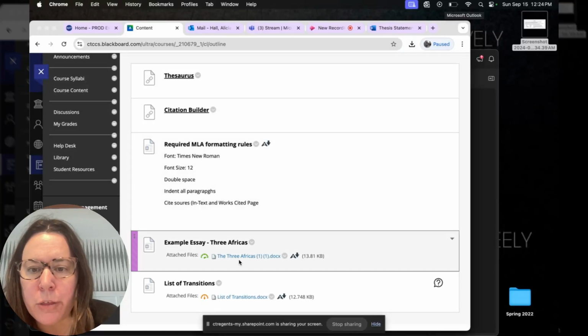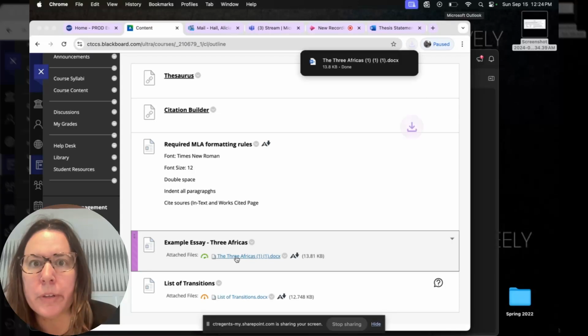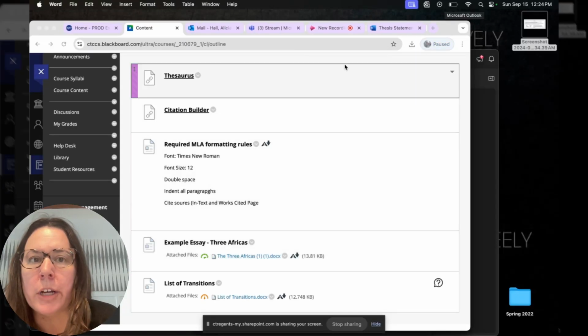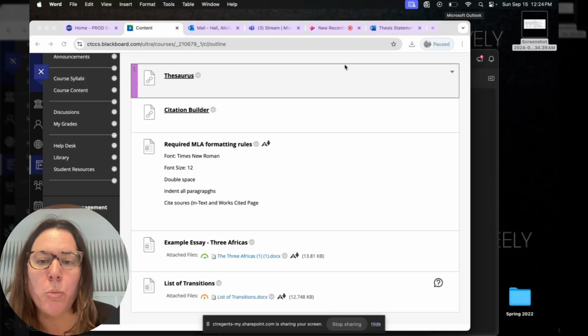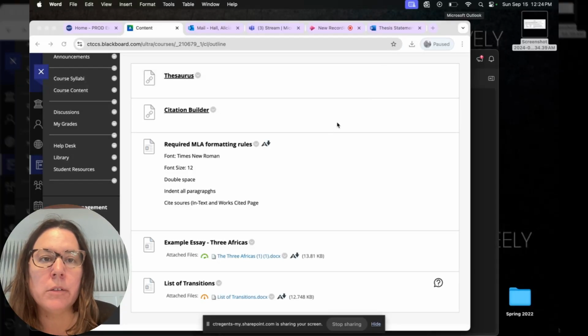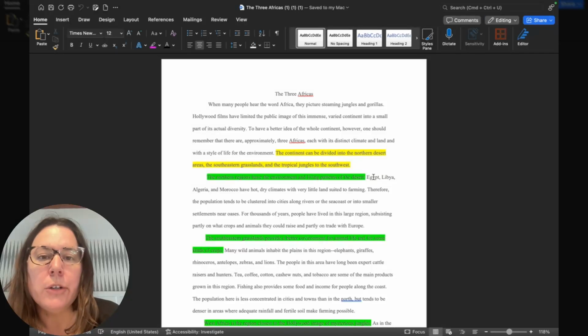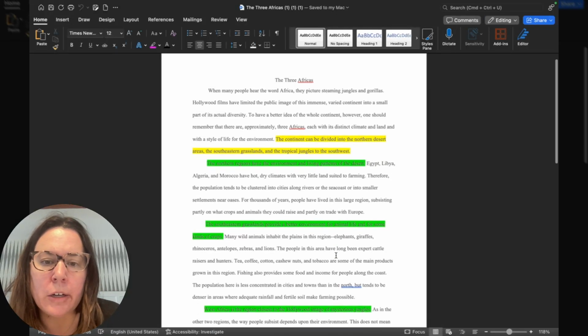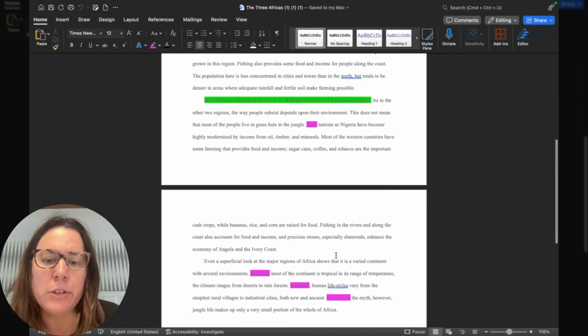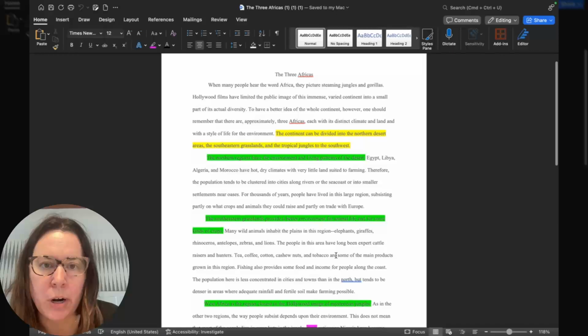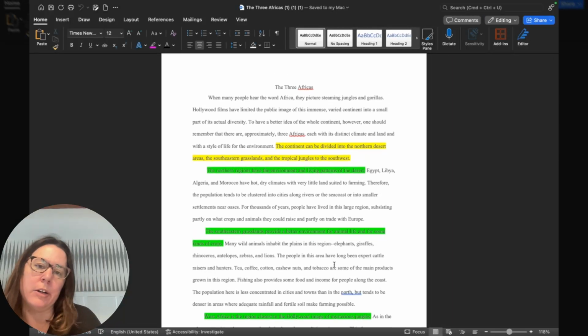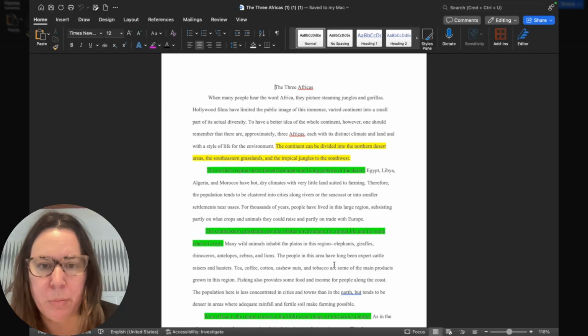But I wanted to bring up the Three Africas model essay because this is relevant to your introduction and thesis statement homework. There we go. All right, let me make this a little bigger for you guys. Okay. So I'm not gonna read through this, but I do want to show you some really important parts of what a standard 5-page essay would look like. Your first essay will probably be a little more than that, and of course your final essay will be more as well, but just to have an example, this is helpful.